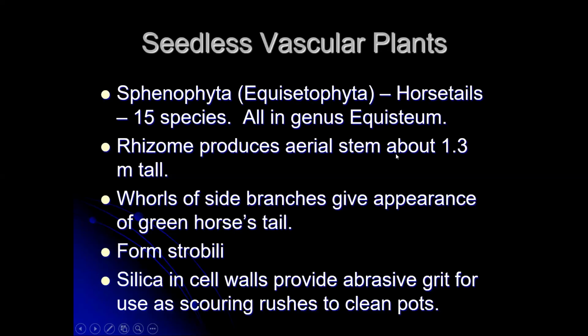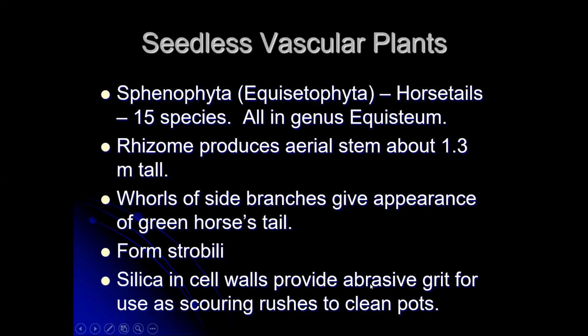These get to be about 1.3 meters tall, so a yard and a half roughly, with their aerial stem. And it's the side branches that you saw that make the green horsetail look. Again, we have strobili being formed. Now what these have is silica, something a little different from them. They have silica in the cell walls, I believe along with cellulose, but this is something that differentiates them from other plant cells.